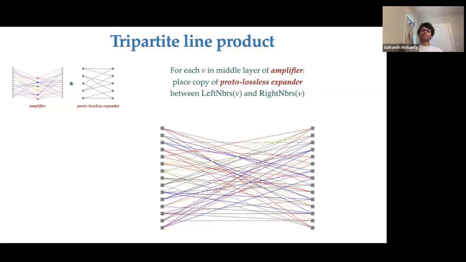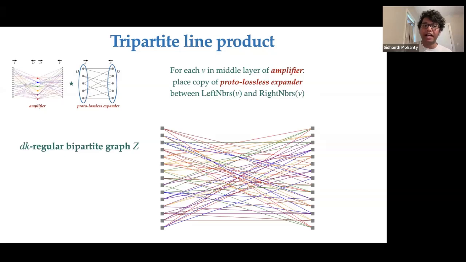And once I perform this procedure, I have this graph over here, which, at least visually, looks fairly pseudo-random, and it's going to be our task to prove that this graph is actually a lossless vertex expander. But I have to tell you how to choose the amplifier. And actually, the choice of the amplifier is going to be the subject for the rest of the talk.